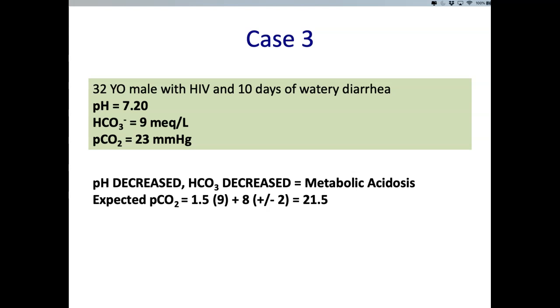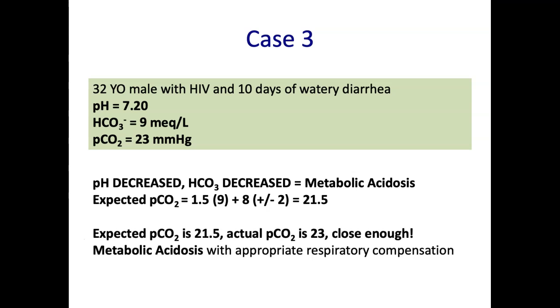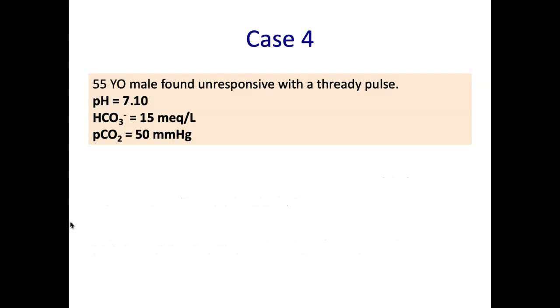He's hyperventilating on purpose to bring the pH back up some, okay? It would be so much lower if you were not able to compensate by hyperventilating down to a PCO2 of 23, okay? So I would say here, this would be metabolic acidosis with appropriate respiratory compensation. Okay. All right.